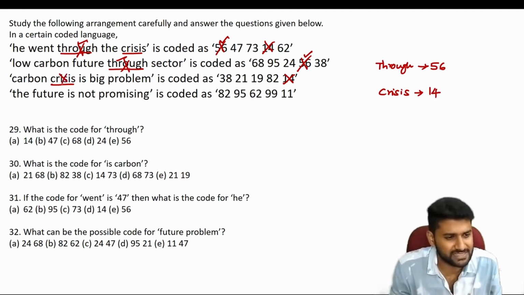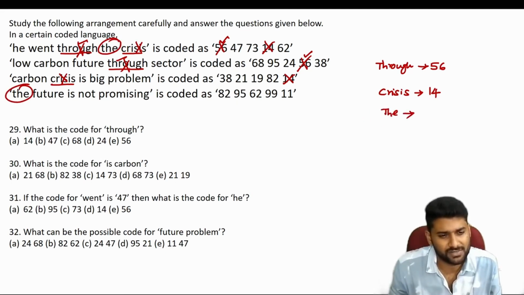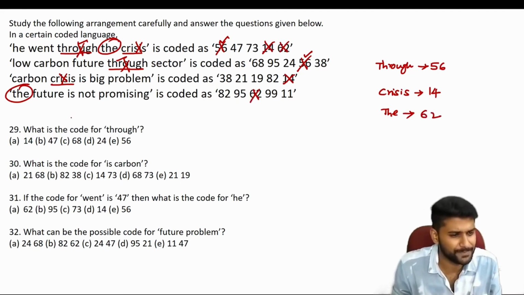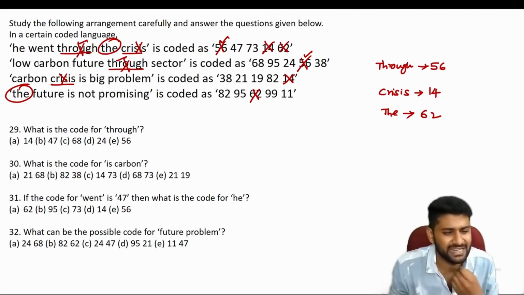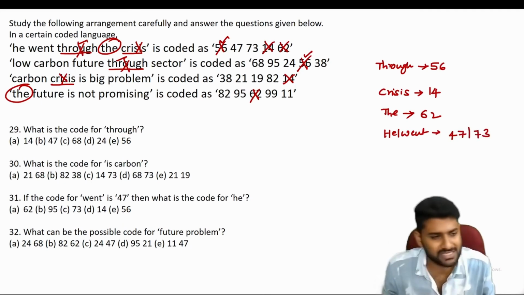Now go through the next one. Once done with the crisis, go through the next one. Here, the. So what about the? First and last, the is common. Anyone tell me what can be the code language for the? So here the code language for the is exactly equal to 62. And I think nothing else is common in those words. Okay, the is done. Now he went. So guys, here he or went, those words are not at all repeated. If words are not repeated, it can be anything possible. Either 47 or 73 is the suitable answer.